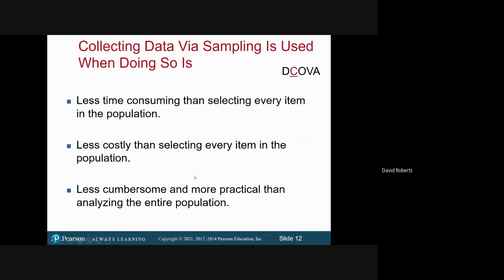Sampling is less time consuming. Also, that means it's less money.